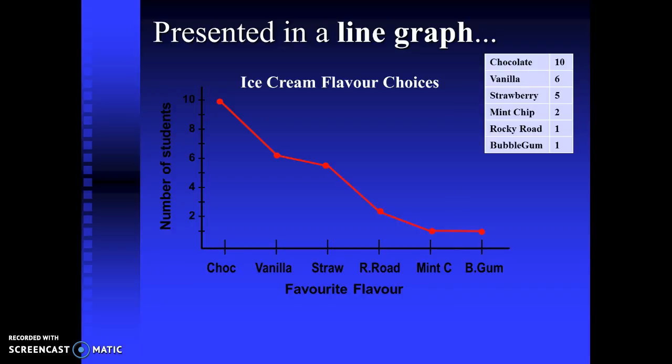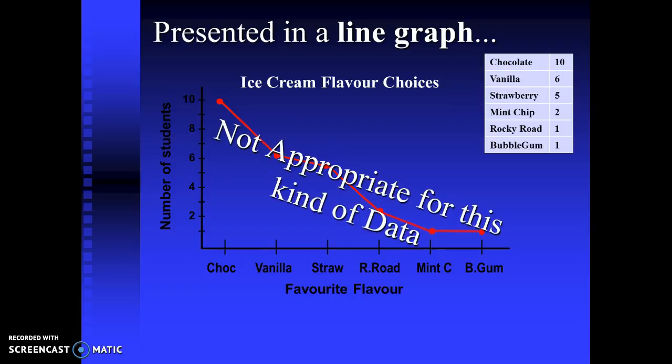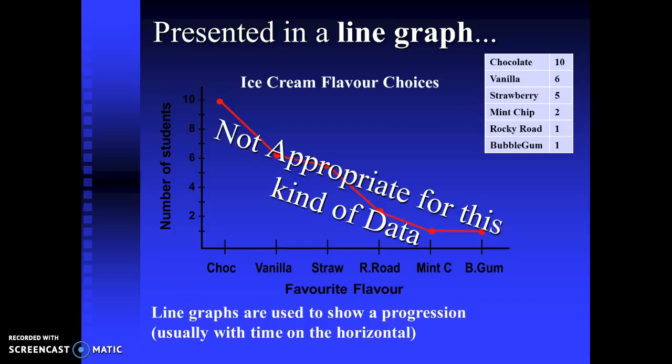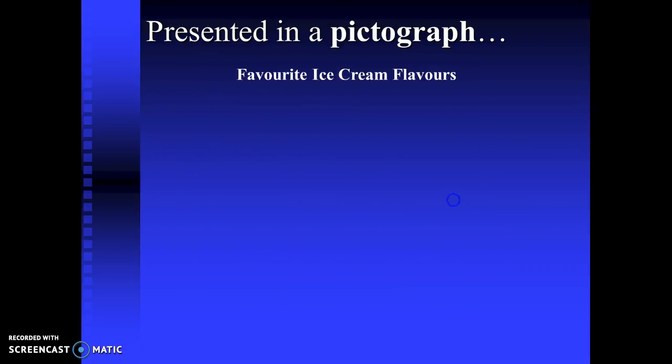This is a completed line graph, but unfortunately, for this kind of data, it's not appropriate because a line graph is meant to show some sort of progression along time or progress. These flavors don't have a natural progress to them, so a line graph really is not that beneficial for demonstrating the data. A line graph is really good for showing trends along a timeline on the x-axis.